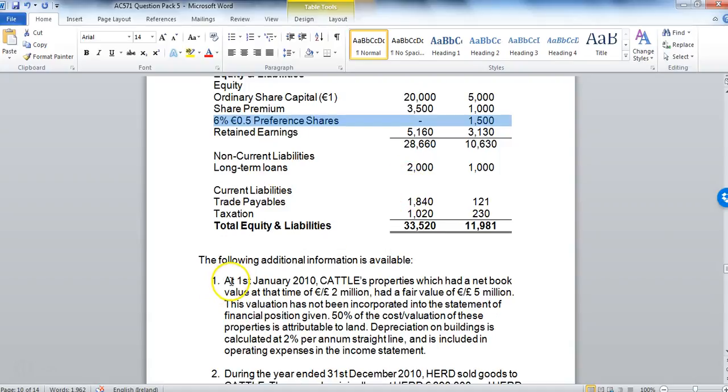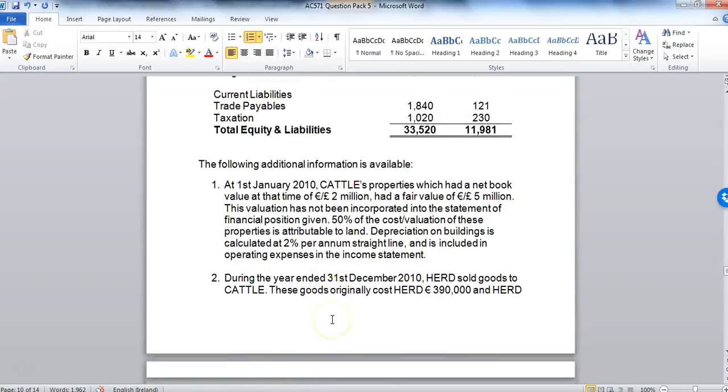So at the 1st of January 2010, which is the acquisition date, the net book value of property was 2 million and a fair value of 5 million. Therefore, you're going to have a fair value adjustment, and 50% of that was land. So only half of it was actually property, and that's important because when you make your depreciation adjustment, we only ever depreciate buildings and property, should I say, not land. So we know that one, just a brief look at it, it's a fair value adjustment and depreciation.